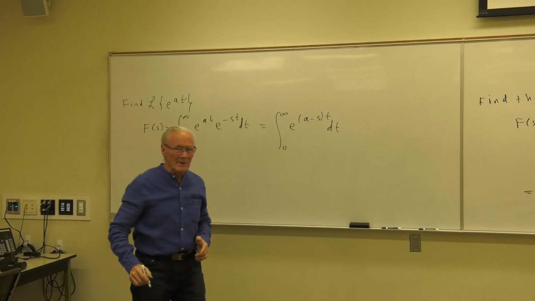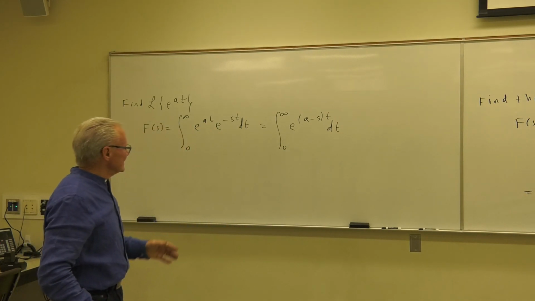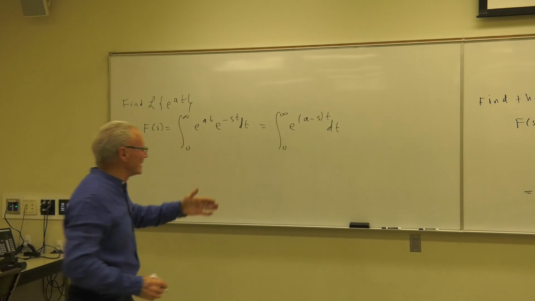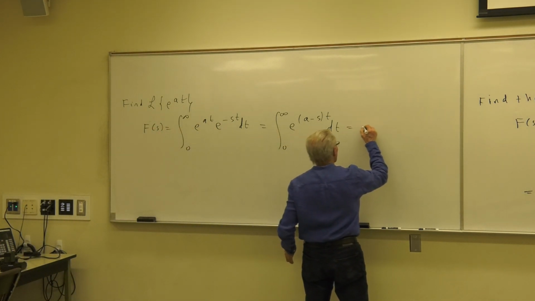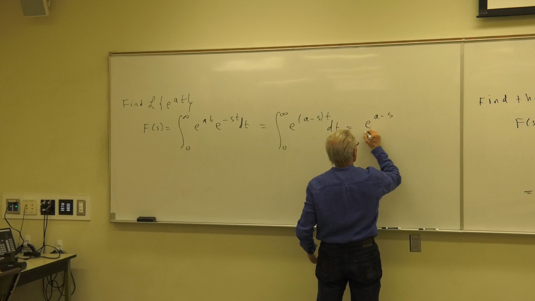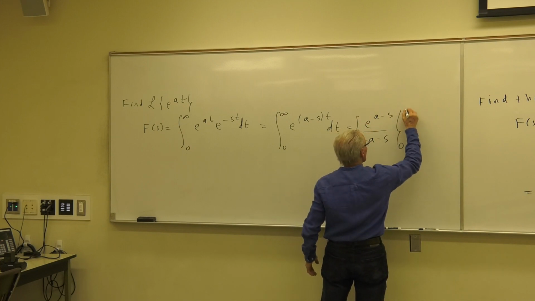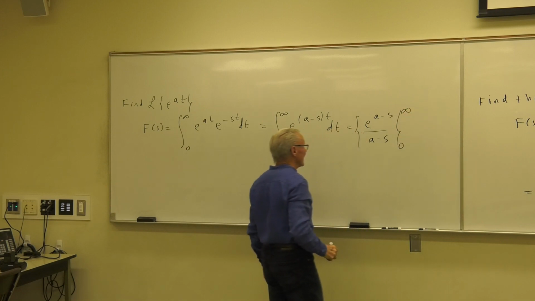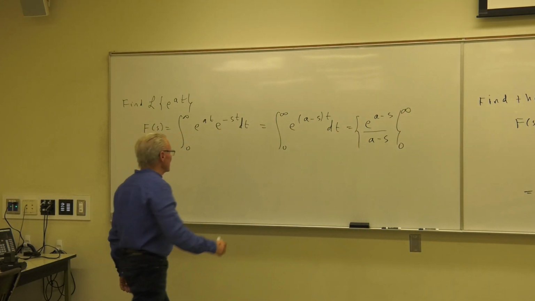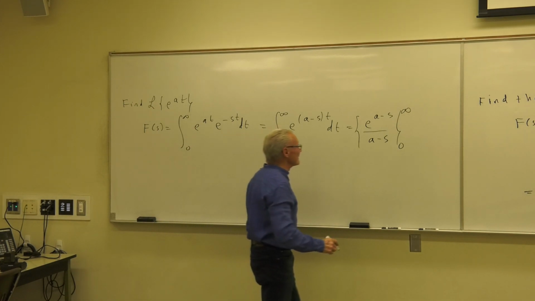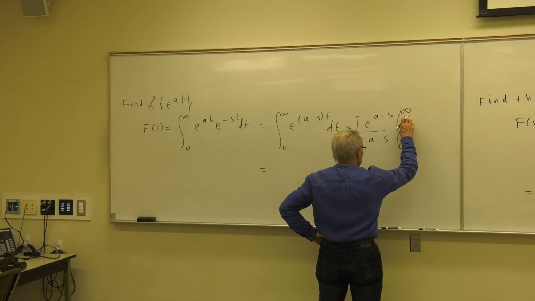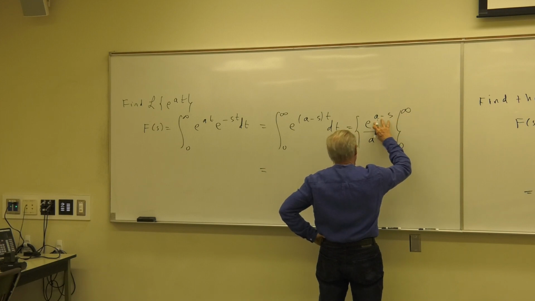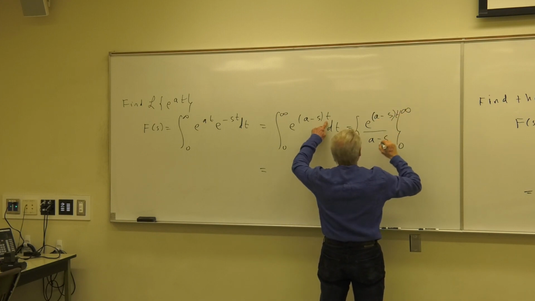I can integrate that in my head. It's like e to a constant times t, so the antiderivative is e to the (a minus s)t over a minus s. And we're going to put in 0, and we're going to put in infinity. All right, let's think about the infinity part. I don't want this to blow up. Oops, I forgot my t's. I forgot that t there.